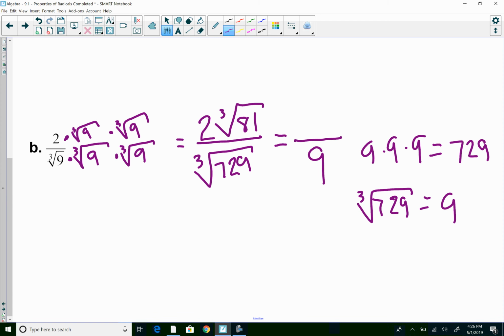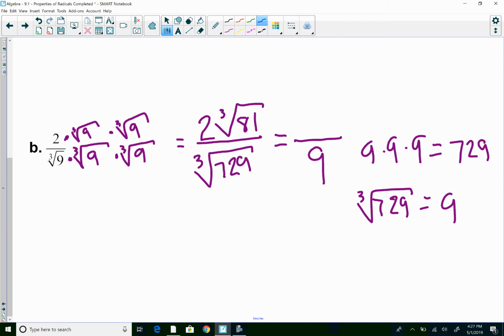Okay, so then again, we have to start thinking about the cube root of 81. Does that work? If I just try and figure out the cube root of 81, that's not going to work. What are my perfect cube numbers? Can I pull anything out?